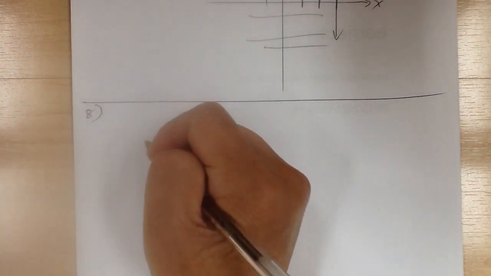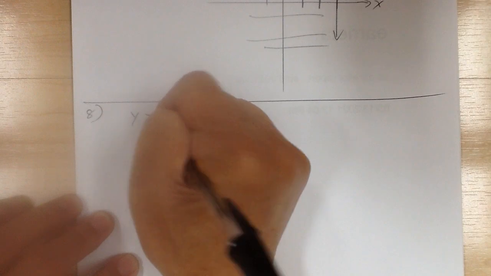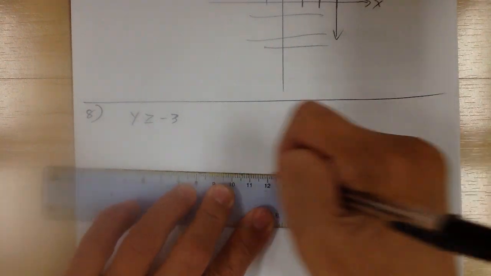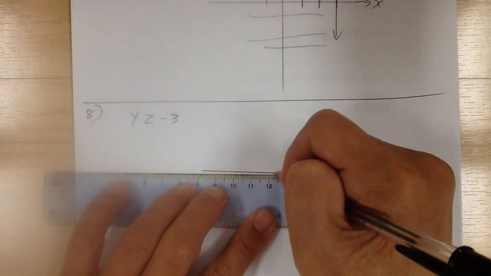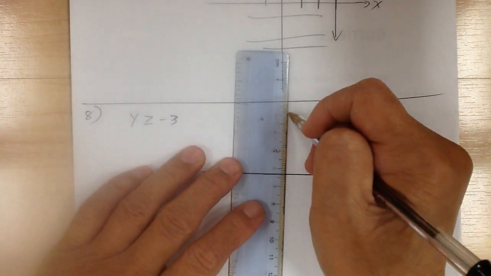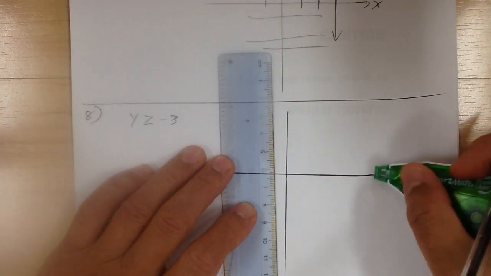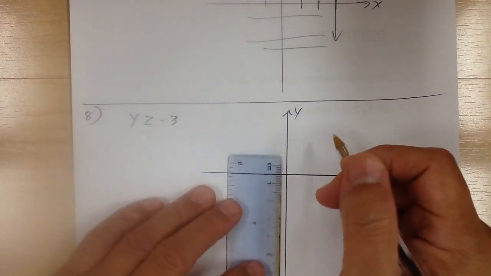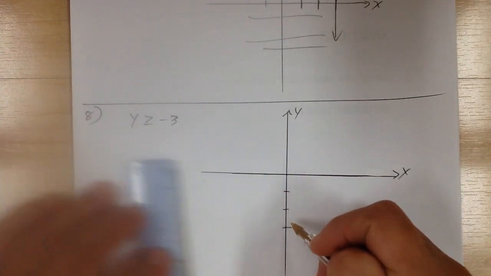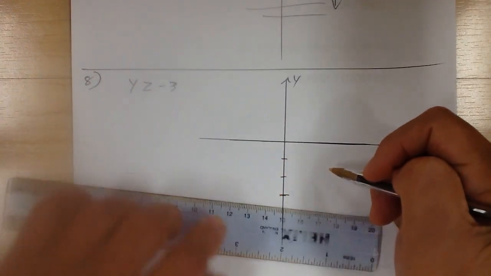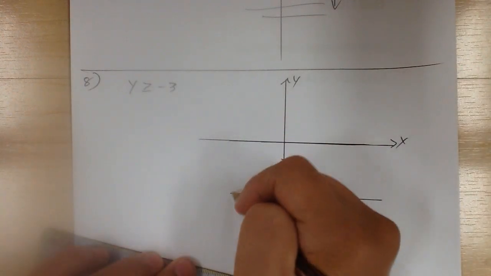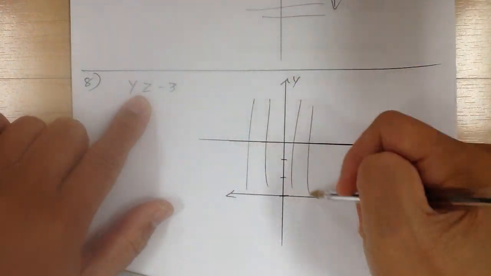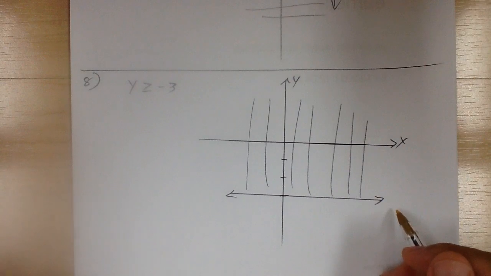Number 8. You have y is greater than or equal to -3. When y equals a number, it's going to be a horizontal line. So y equal to -3. This is going to be a solid line, so it's going to be like this. And it's going to be anything greater than or equal to, so greater than or equal to is right over here. And that's it for number 8.